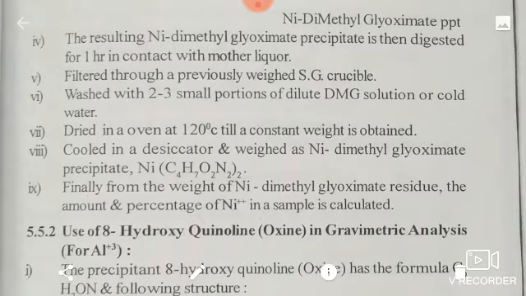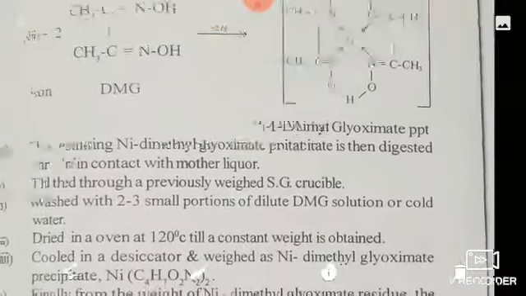Ni(C4H7O2N2)2. So finally, from the weight of the nickel dimethyl glyoxime residue, the amount of Ni2+ in a sample is calculated. So this is about the use of DMG, that is dimethyl glyoxime, for the estimation of nickel by means of an organic reagent. See what happens when there is dimethyl glyoxime, having the general formula.